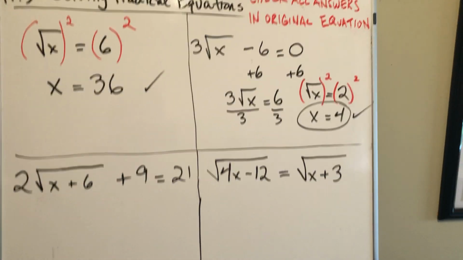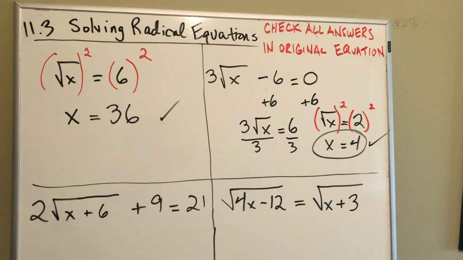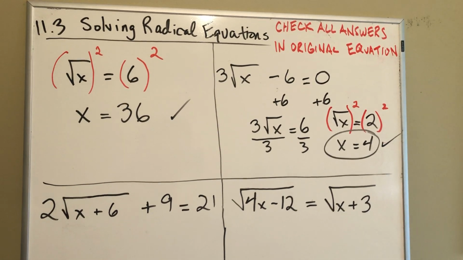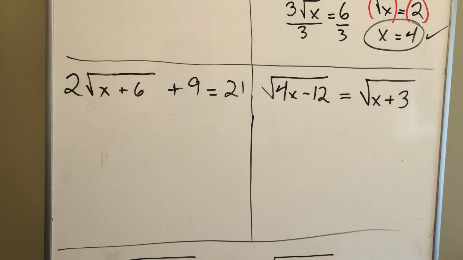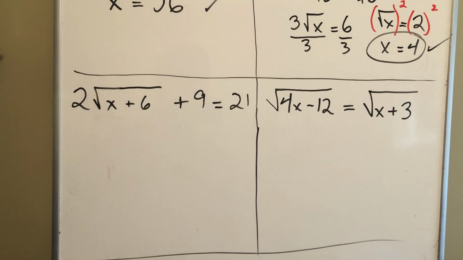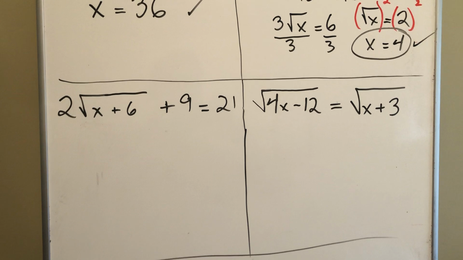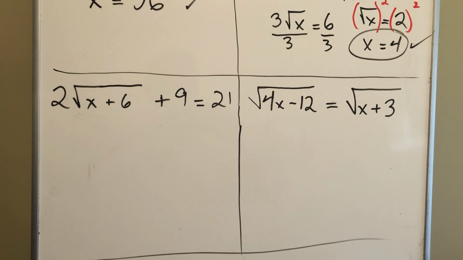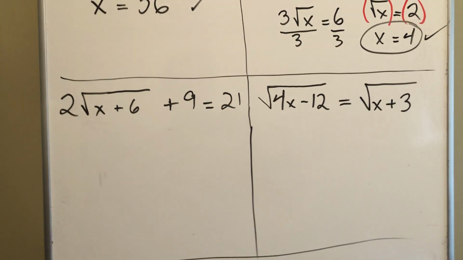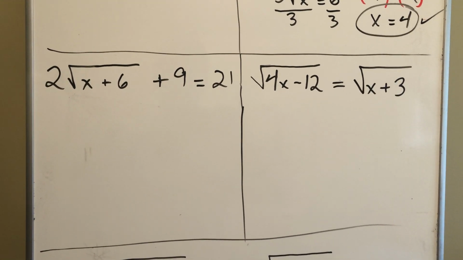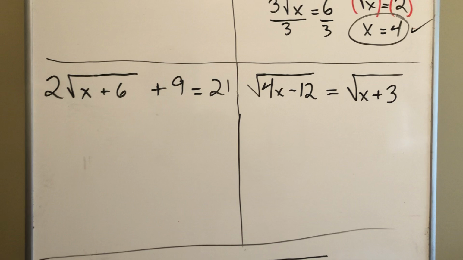We will get to examples where, when I check my answer, something strange happens. That's going to be in our last example here. One more example here: 2 square root of an expression now. So 2 times the square root of x plus 6, plus 9 equals 21. Same idea. Let's clear everything away from our radical before solving for x, before squaring both sides.